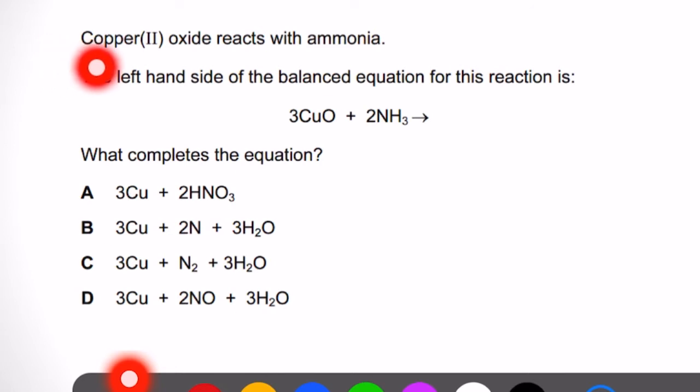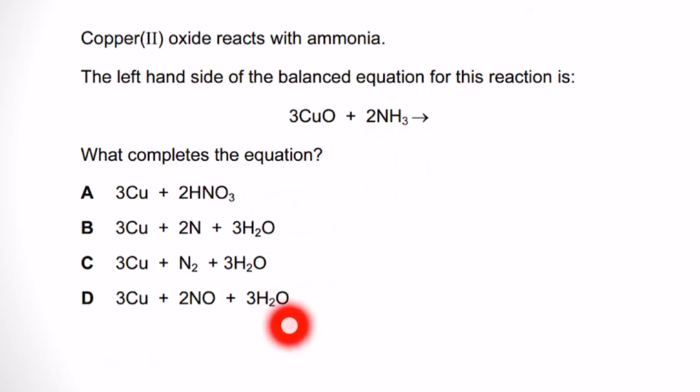Question number 3. Copper 2 oxide reacts with ammonia. The left hand side of the balanced equation for this reaction is 3 moles of copper oxide reacting with 2 moles of ammonia, and how to find the right products.